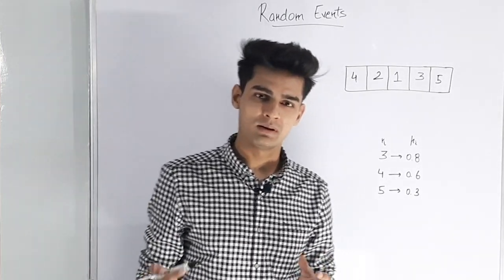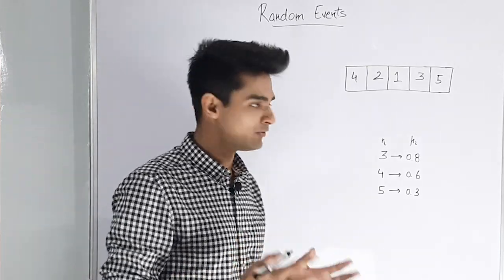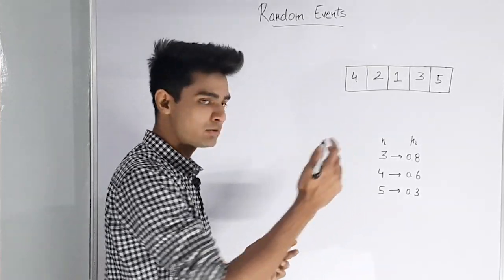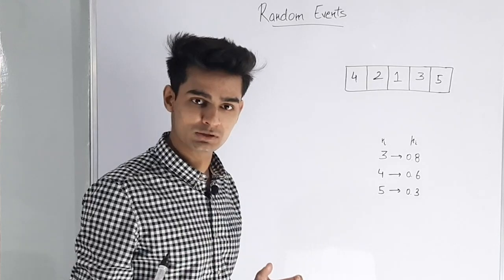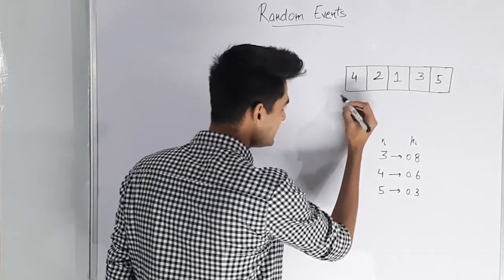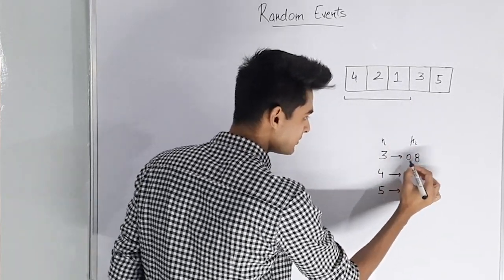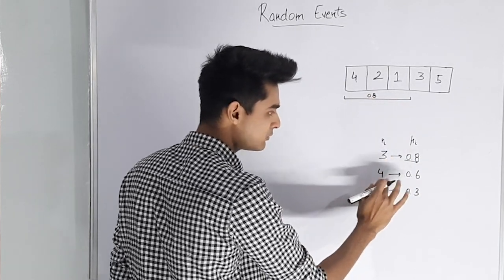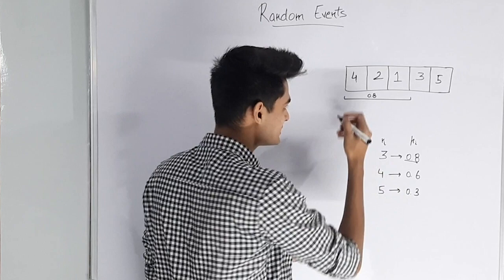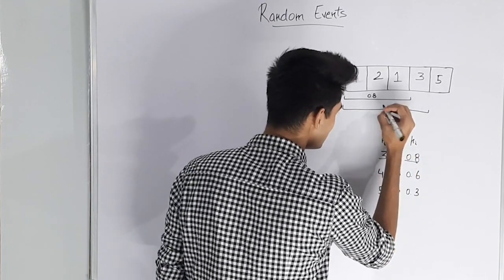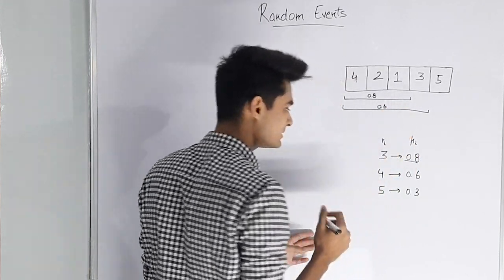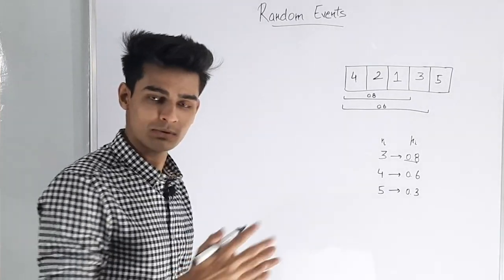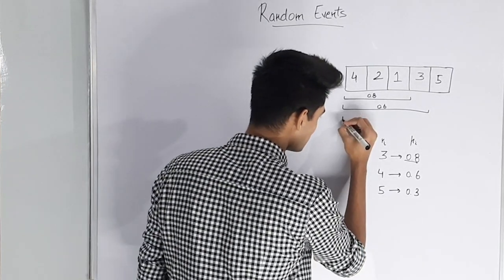So let's take an example. Let's say that we had a permutation of length 5, that was 4, 2, 1, 3 and 5, and there were 3 experiments to be done, which means that the first 3 elements have to be sorted with the probability 0.8. Then the first 4 elements have to be sorted with the probability 0.6, and then all the 5 elements are to be sorted with the probability 0.3.